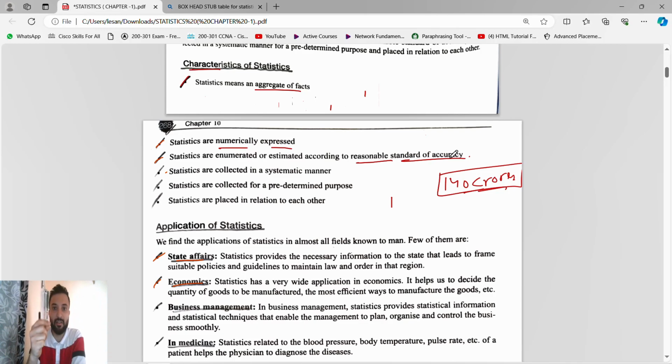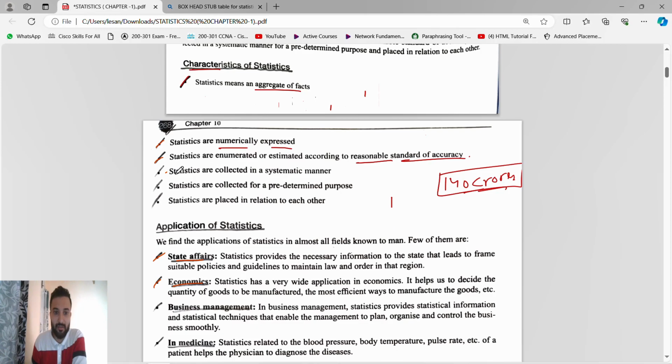So reasonable standard of accuracy, we get to know 140 crore, meaning the population is within 140 crores. Like that, if I say the Mumbai population is 15 lakhs, not exactly 15 lakhs, it may be 20,353, like that. So we will not say the thousands and the hundreds. Why? Because we look at standard accuracy. Okay, it's not perfectly accurate, it is nearby accuracy.